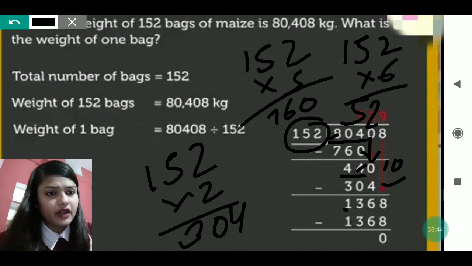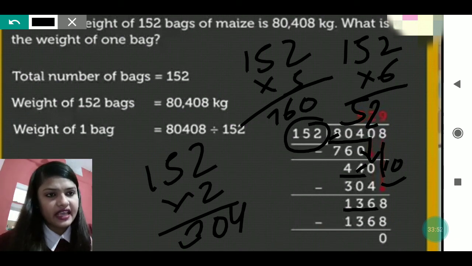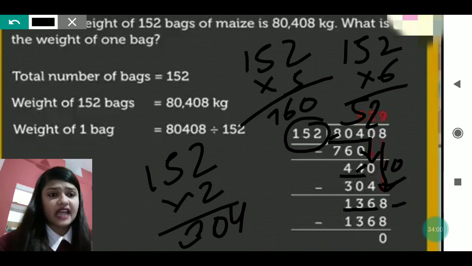So what have you got? 136. Now the last number which is left is 8. That 8 we will take down. So we write 8 just beside 136, because 136 was not divisible by 152. So we have taken 8 down.